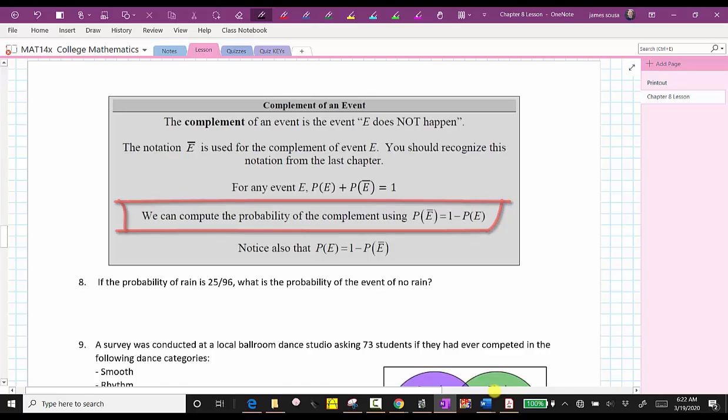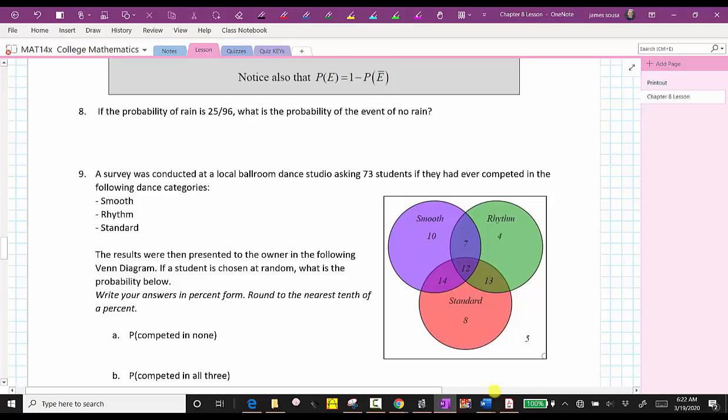So as an example of this, number 8, if the probability of rain is 25 divided by 96, what is the probability of the event of no rain? So the probability of no rain is equal to 1 minus the probability that it will rain, which gives us 1 minus 25 divided by 96. 1 is equal to 96/96, and then we have minus 25/96, which gives us 71/96, or 71 divided by 96.